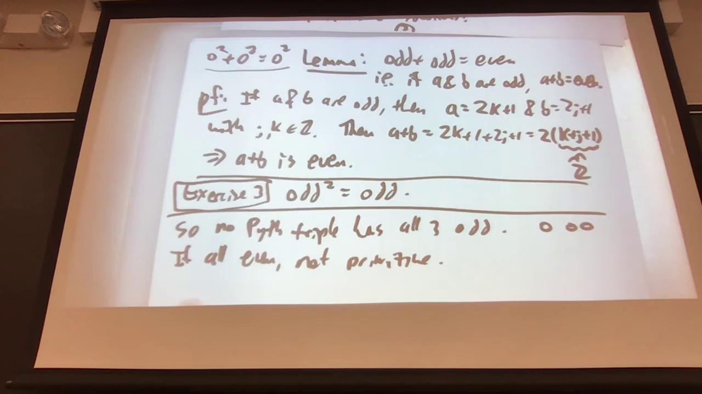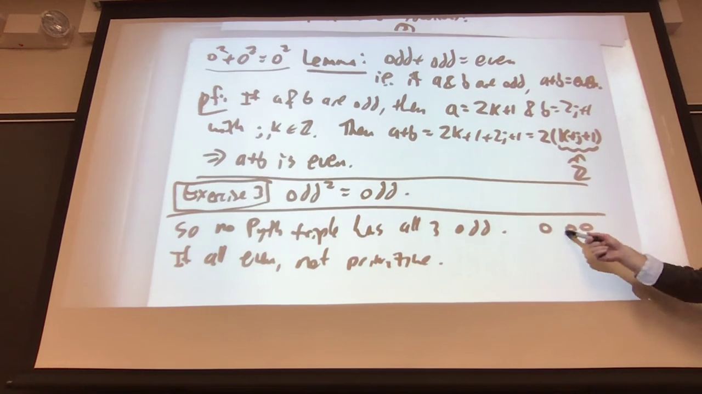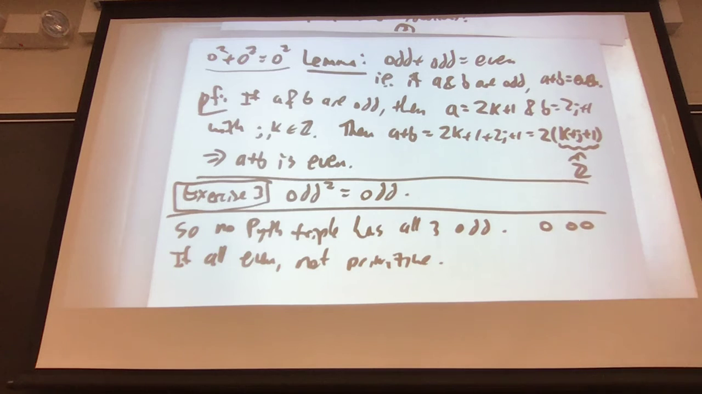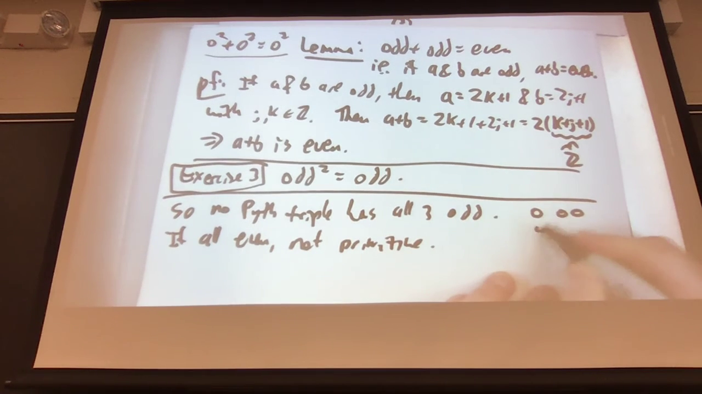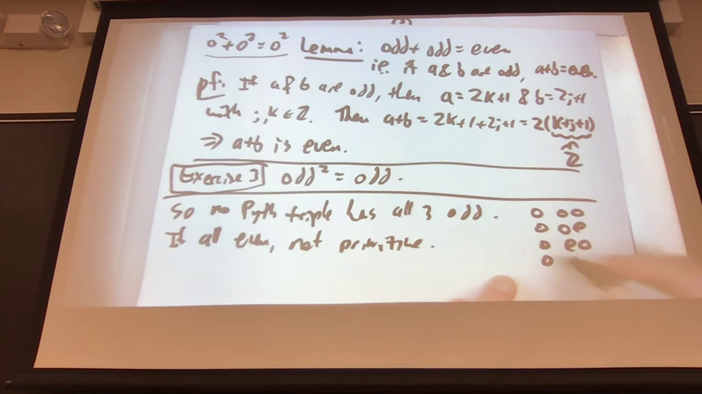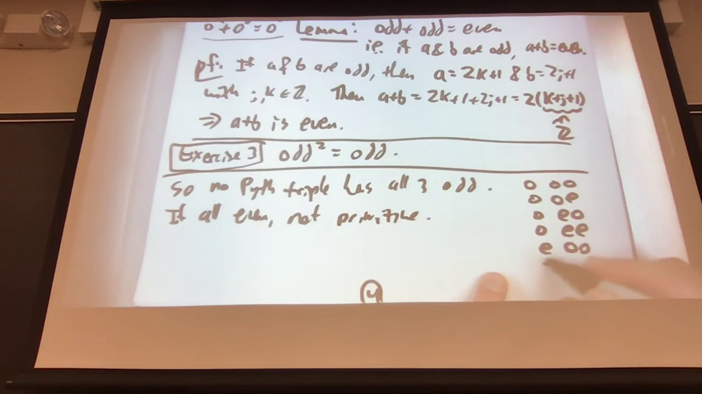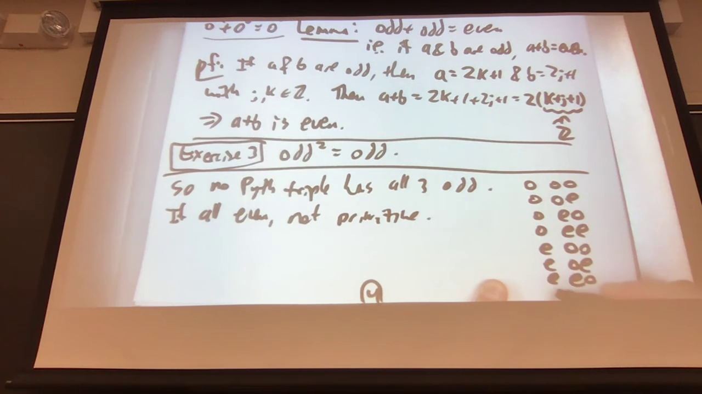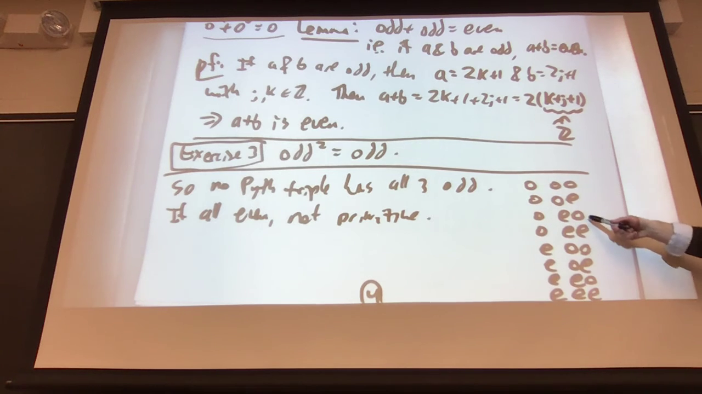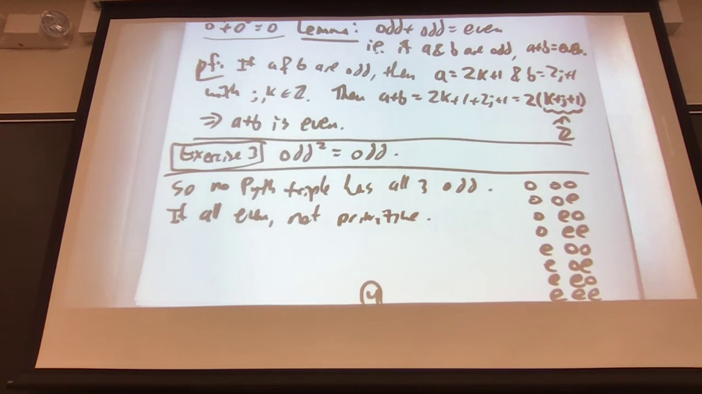8. Because there's 2 options, odd or even, for each of the 3 variables, so 2 cubed. So there's odd, odd, odd; odd, odd, even; odd, even, odd; odd, even, even; even, odd, odd; even, odd, even; even, even, odd; even, even, even. 1, 2, 3, 4, 5, 6, 7, 8. Those are the possibilities. Kevin?